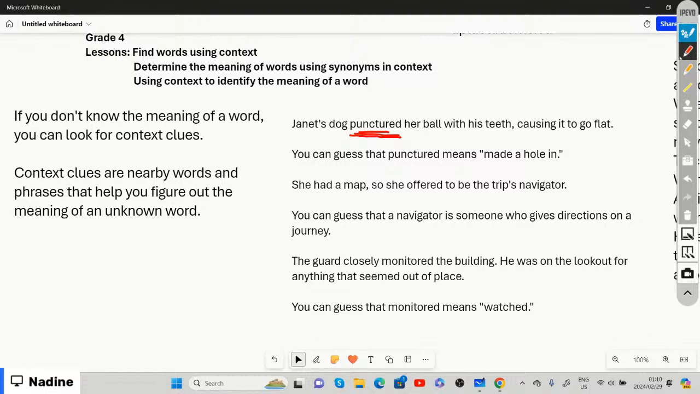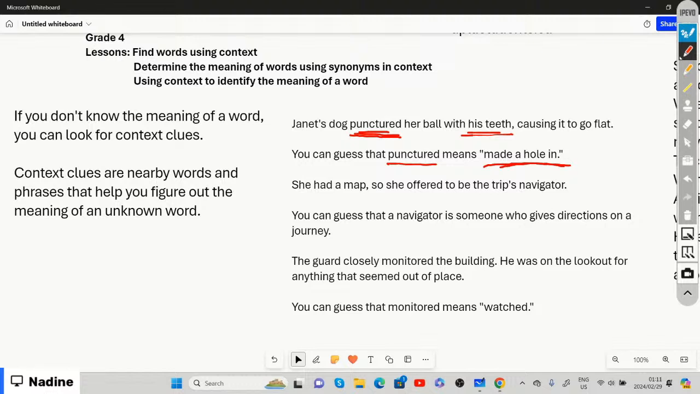So remember, we said context clues is where you're looking for certain clues that will give you an idea of what the word means. So with punctured, you can then guess that it means made a hole. And what also gives us the idea that he made a hole is when they say he punctured with his teeth. If a dog bites the ball or something, then the pressure of the teeth when you bite it is going to create a hole in the ball or in the tire or in something.